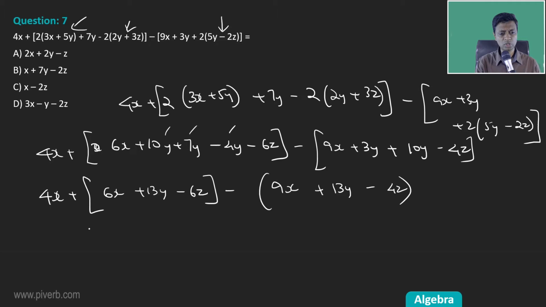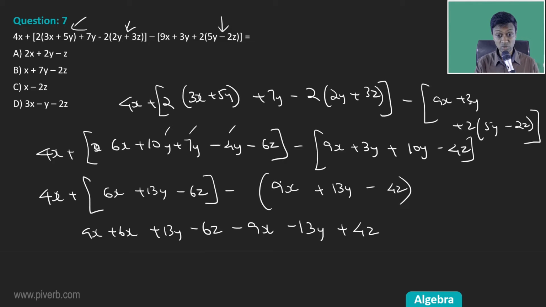Right, so this will be 4x plus 6x plus 13y minus 6z, minus 9x minus 13y plus 4z, minus of 9x, minus of 13y, minus of minus 4z. So now let's put x's together, y's together, z's together. The best part about this, the y's disappear.